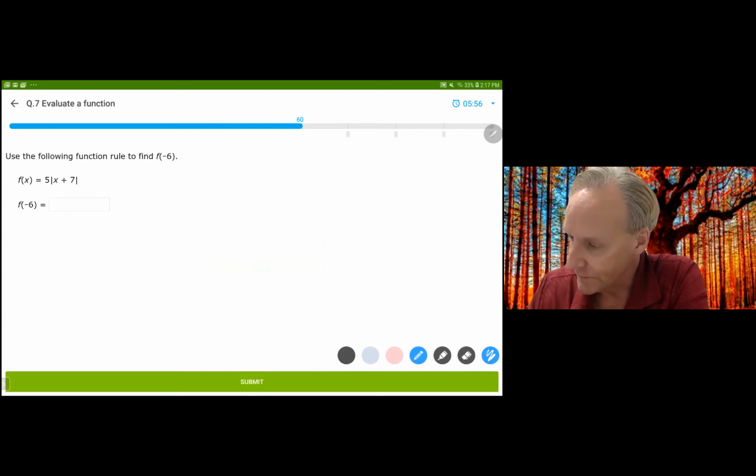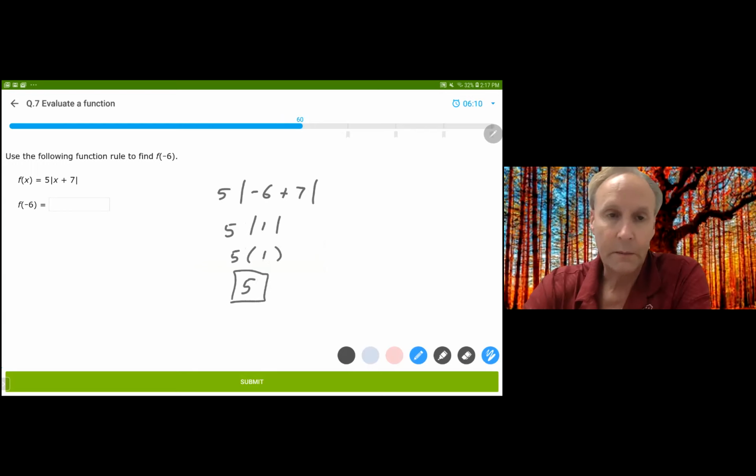This is 5 times the absolute value of negative 6 plus 7. Well, the absolute value of 1 is just 1. And so we get 5. I did all the steps in this particular case because I wanted to show you that it's important to go through all the steps. Notice that I didn't put equal signs.